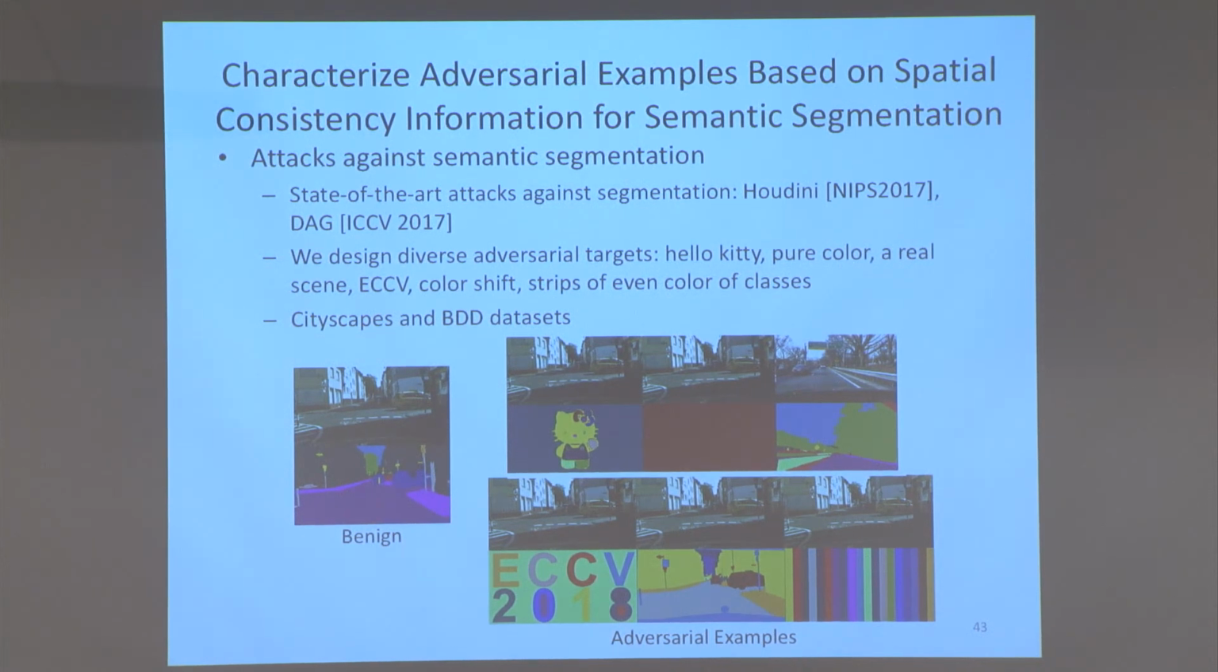For example, we have discussed a lot about classification and object detection, but those have some information concentrated in the model itself. For segmentation, there are some properties of the algorithm itself. For example, if you have an image, you can attack it to different targets, such as a Hello Kitty or just pure colors, to attack the segmentation model. But we know that segmentation, which is different from classification, always has some spatial consistency among different features or pixels.